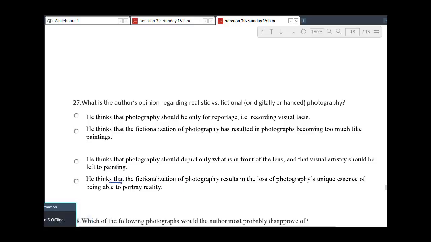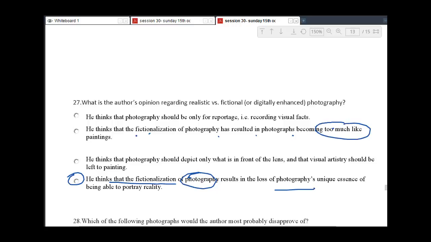He thinks that fictionalization of photography results in losses of what? Unique essence. So this can be one of the answers. He thinks that fictionalization of photography has resulted in photograph becoming too much like painting. But has he said that they have become too much like painting? He has not said that it has become. In fact, he says that fictionalization has resulted in losing touch with reality.